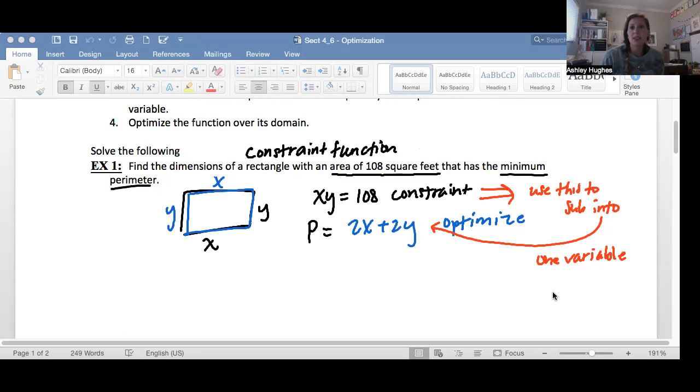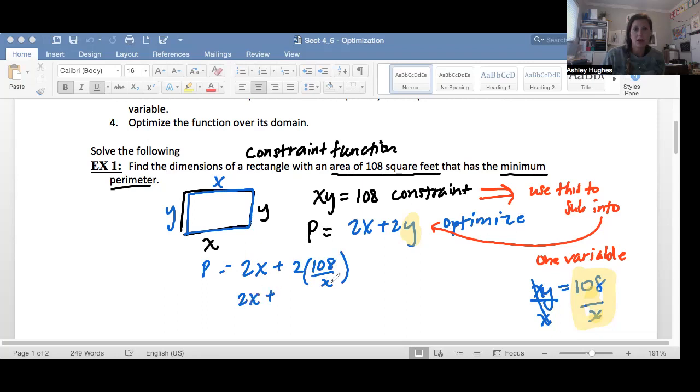So I got xy equals 108, so let's solve for y. It doesn't really matter which one you solve for in this case. Sometimes it's more helpful to solve for one of the variables, like it's just easier to do that. But in this case, it really doesn't matter. I'm just going to solve for y. So that means my perimeter equation, instead of saying 2x plus 2y, I can say it's 2x plus 2 times 108 over x. So 2x plus, if I double that, 216.